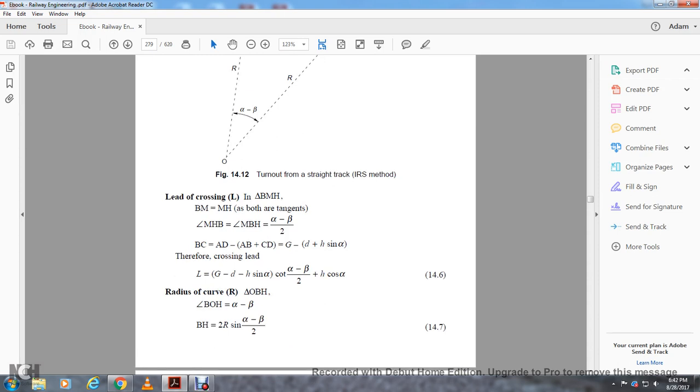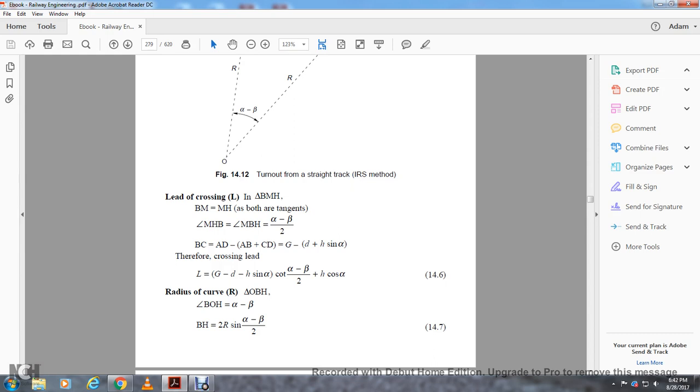Lead of the crossing: in triangle BMH, BM is equal to MH as both are tangents, angle MHB is equal to angle BMH. BC is equal to AD minus AB plus CD, equal to G minus D plus H sin A. Therefore, crossing lead L is equal to (G minus D minus H sin A) cotangent A minus B over the cotangent A minus B divided by 2, plus H cosine A.